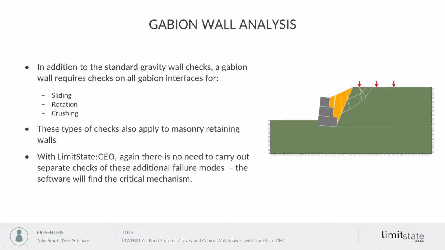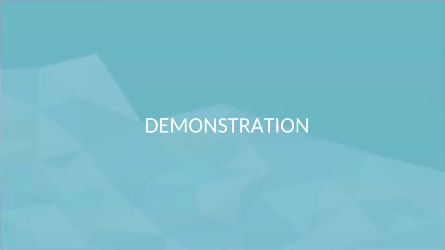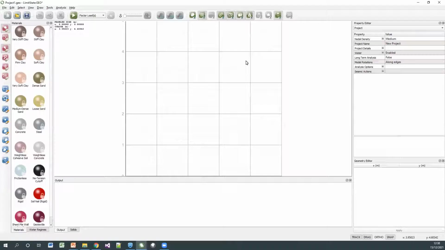So with LimitState GEO, again, there's no need to carry out separate checks of all these additional failure modes. The software will find the critical mechanism. So we'll look at how that's done in the software.